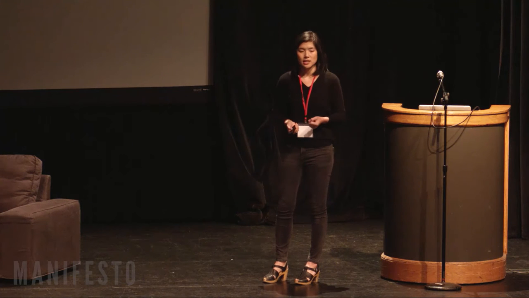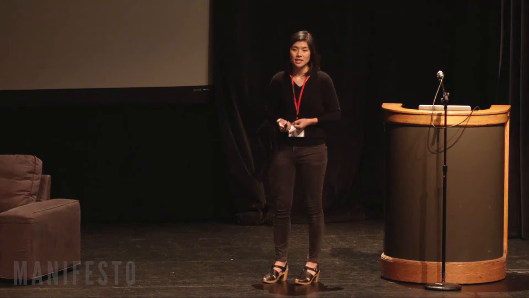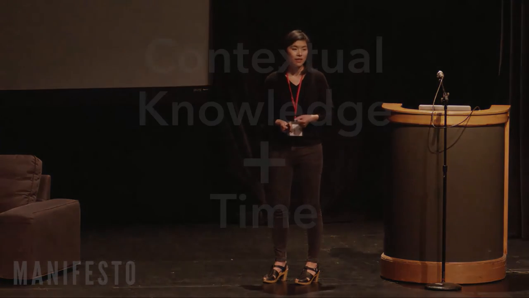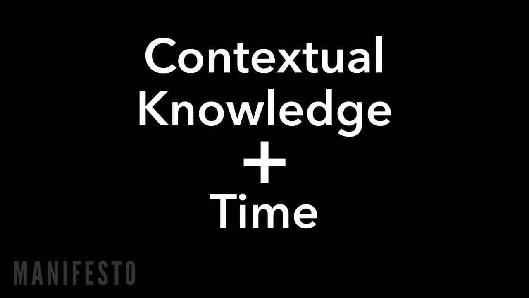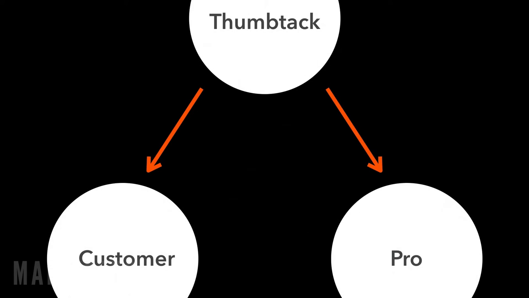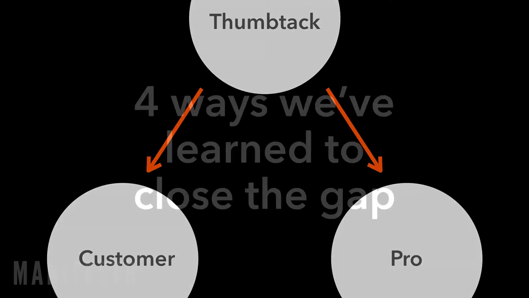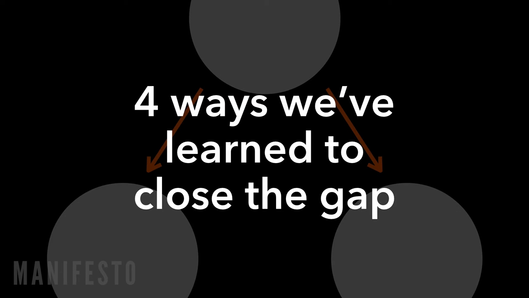So the gap between us and our customers and our pros actually exists because of two things. Lack of contextual knowledge, yes, but also a shortage on time. So how do we close that gap? Here are four ways that we've learned to do it at Thumbtack. The first is we get everybody on the same page.